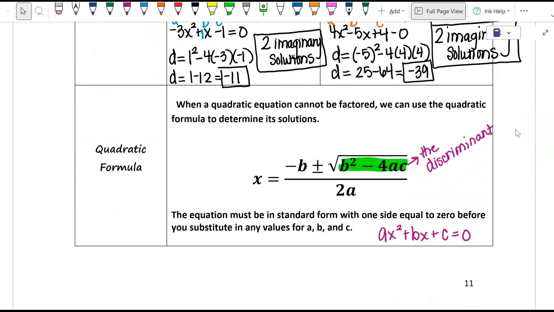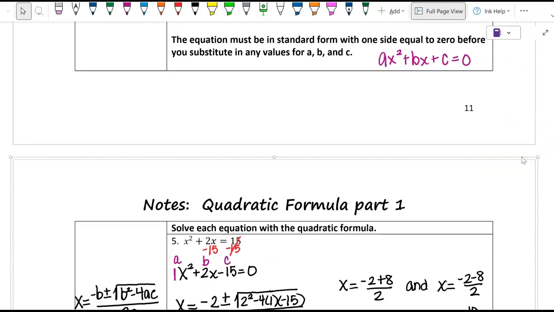Then we got down into the quadratic formula. Again, you can see where that discriminant is part of the formula: negative b plus or minus the square root of b squared minus 4ac, all over 2a. A key being we have to have one side equal to 0 before we determine a, b, and c.